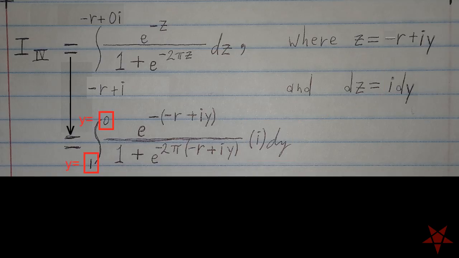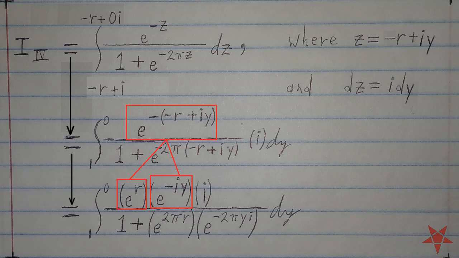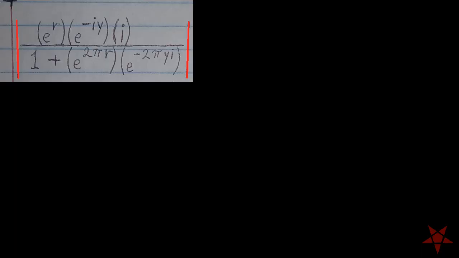In the case of the bounds of integration, we may omit little r and the factor of i since we are integrating with respect to y alone. Next, we break up the exponential in the numerator into factors of e to the little r, positive little r, since we are multiplying two minus signs, and e to the negative iy. In the denominator, we factor the second term into e to the 2 pi little r and e to the negative 2 pi iy. Next up, we take the absolute value of the integrand.